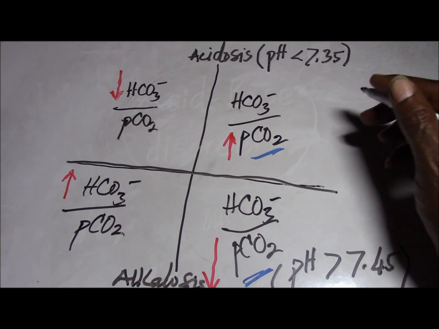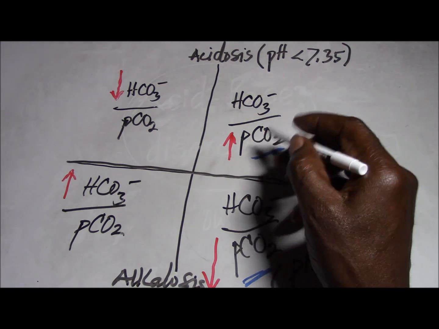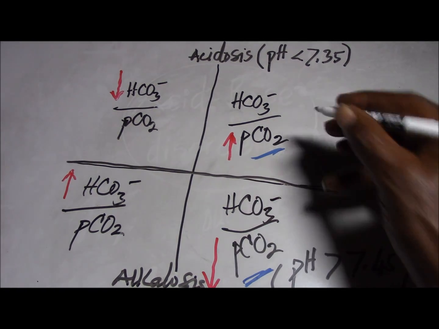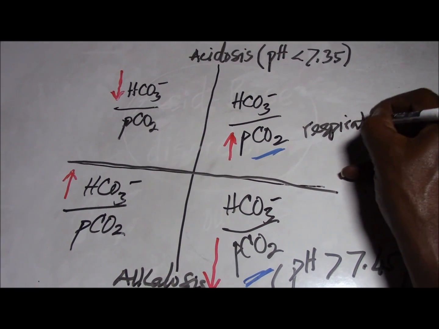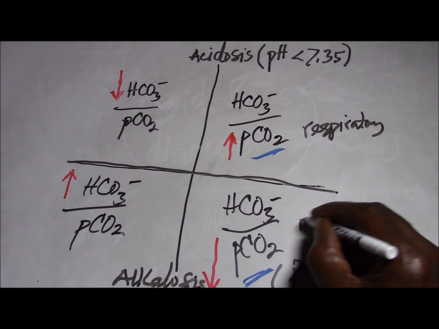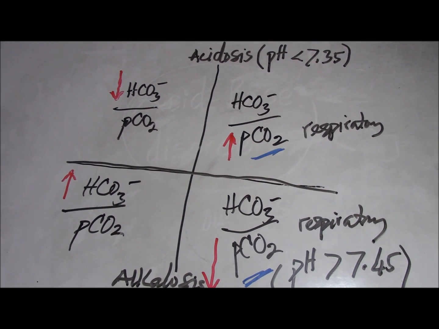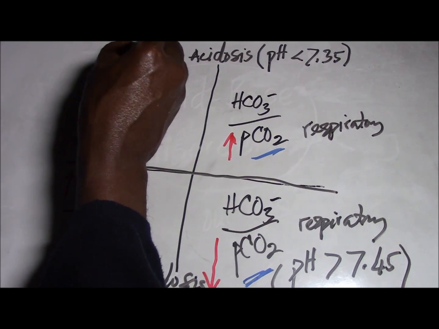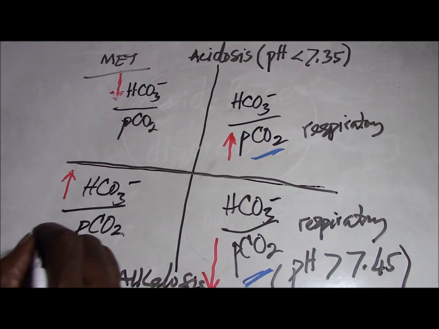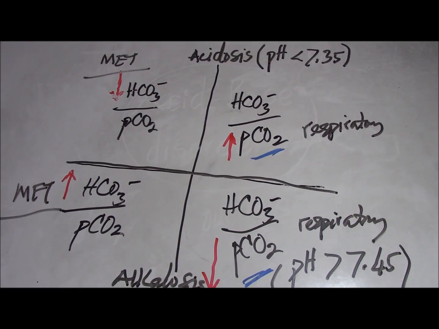But one final thing you need to do is to remind yourself that on this half here, because you have the PCO2 and the PCO2 here, you put respiratory. Here, respiratory. Okay? Over here, let's just call it metabolic. Everything on this side is metabolic. All right? So, here is how to interpret the table.